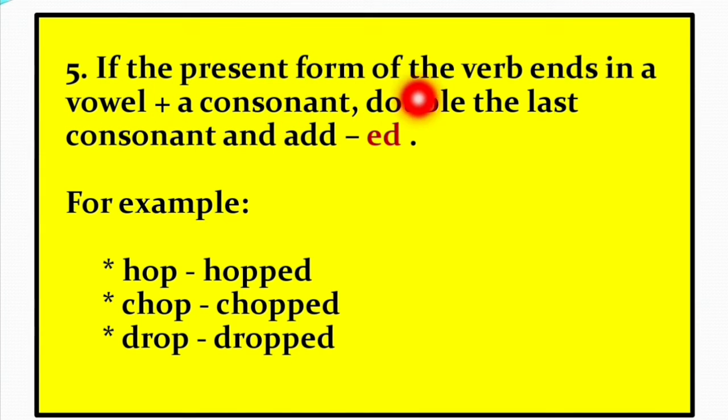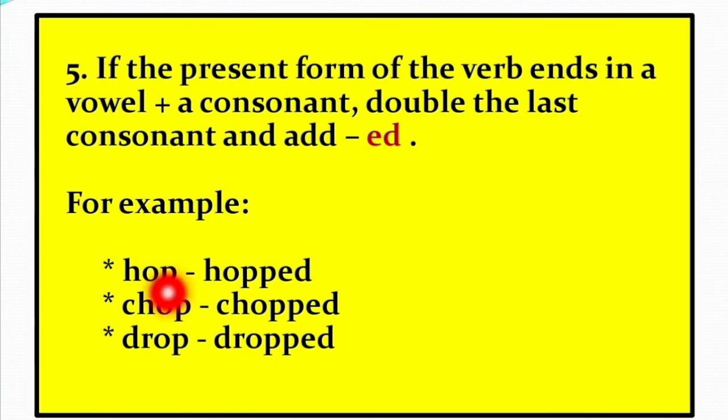If the present form of the verb ends in a vowel plus a consonant, then double the last consonant and add ed. So, what is this? Let's see the example. Hop, hop. You can see here they have said in the rule ends in vowel plus a consonant. So, here vowel plus consonant. This is not about Y. We don't have Y here.